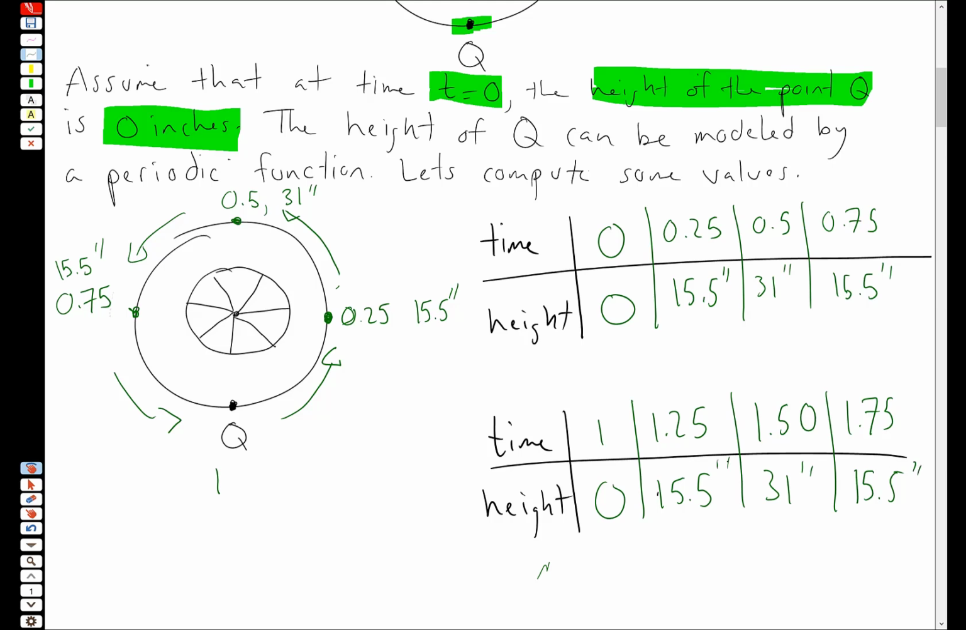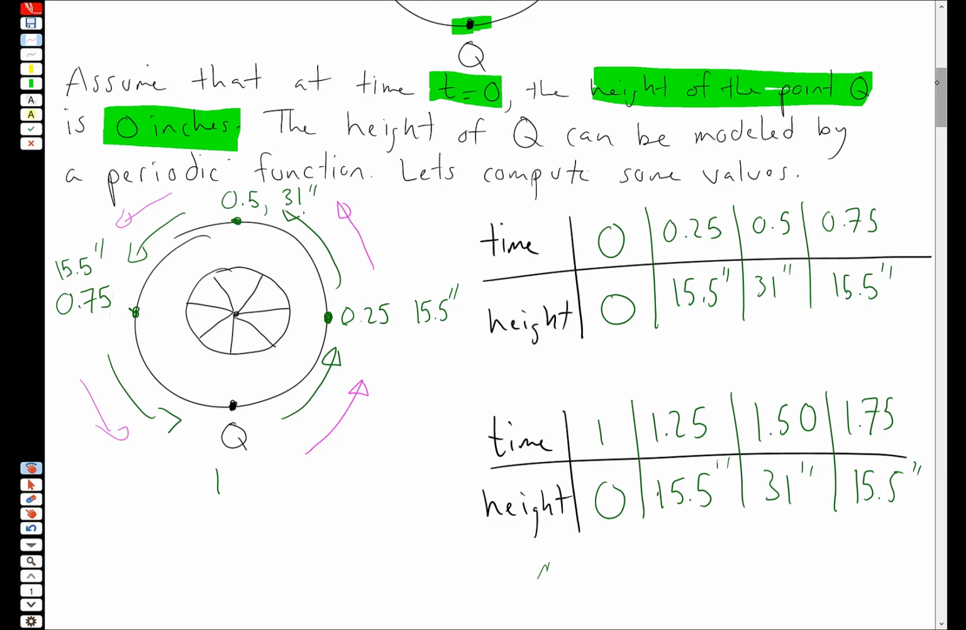So what I want you to notice is that as we're traversing the circle, or the tire, it's repeating the same values over and over again. If you imagine this wheel that just keeps on spinning, the point Q is going to repeat the same heights over and over and over again. So the height of this point Q on this tire here is a periodic function. Again, it's repeating the same values over and over again.